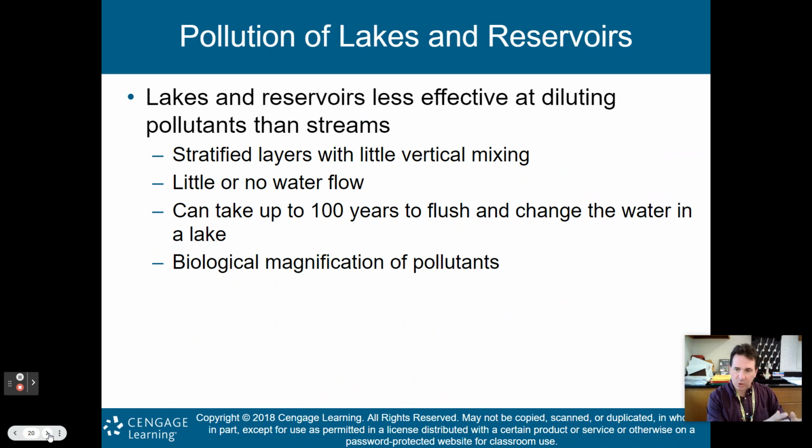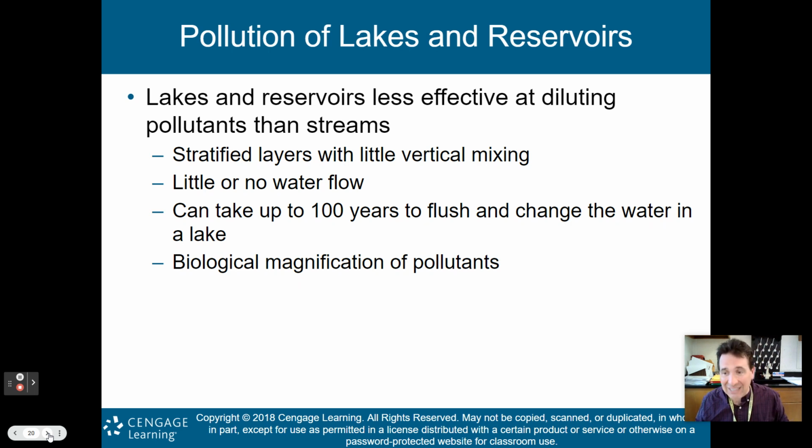So we spoke about pollutions of rivers. Now we're going to move into lakes and reservoirs. Lakes and reservoirs are less effective at diluting pollutants than streams. Why? Because they're not running water. Running water is what dilutes pollutants and cleanses itself. Lakes and reservoirs, most of the water is not necessarily moving that fast, and so that causes the dilution to be less effective. So what does that mean?